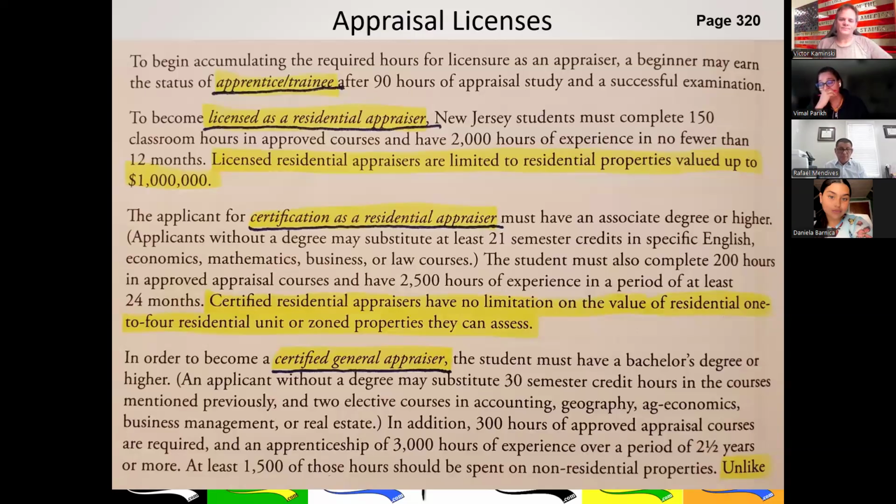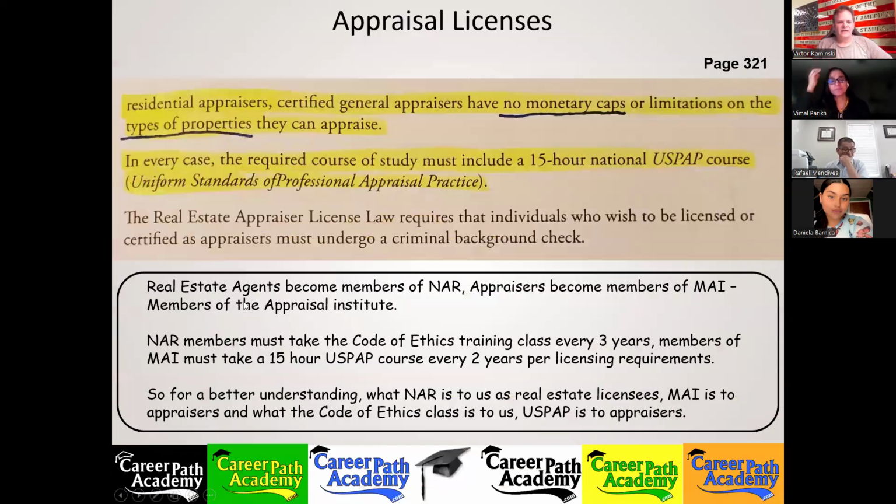And then once they become a certified general appraiser, unlike residential appraisers, certified general appraisers have no monetary caps or limitations on the types of properties that they could appraise either. In any case, all the types of appraiser licenses require they take that 15-hour national USPAP course.